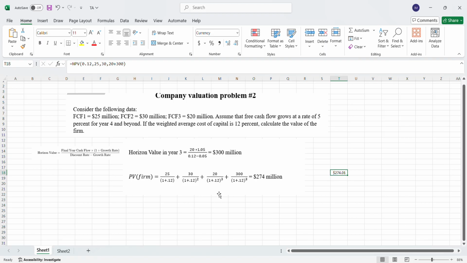So the main intuition is you have to discount all the cash flows, and you need to find out the terminal value, and then discount it with the last year's, and then you finally get the present value of that firm.